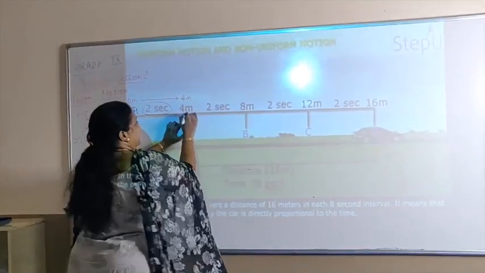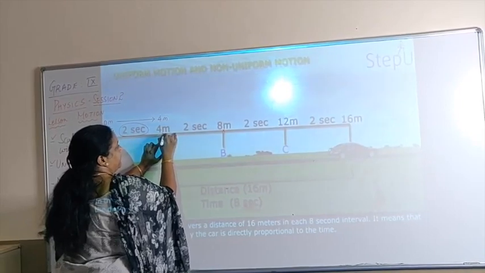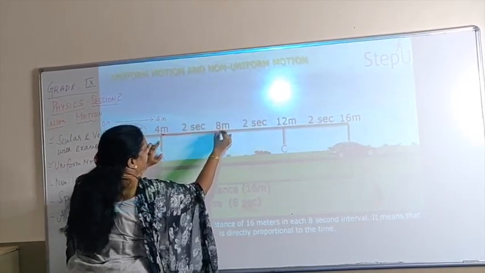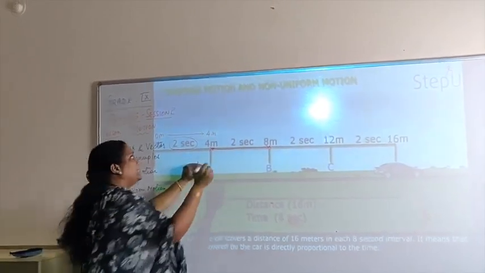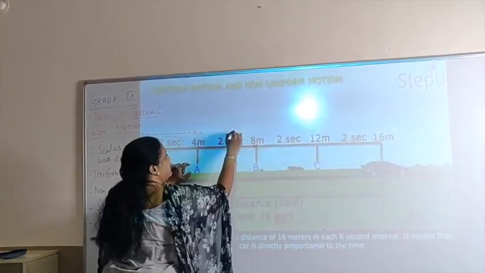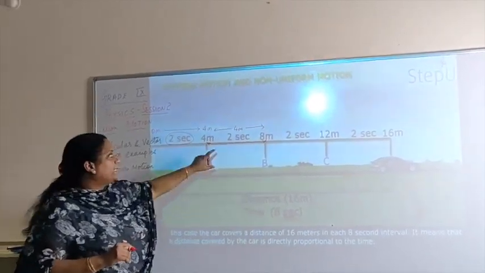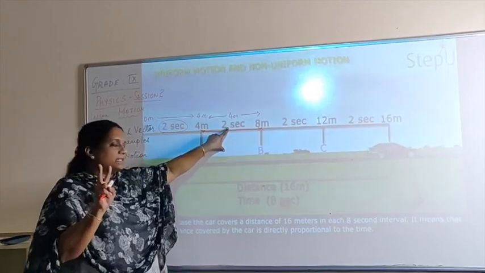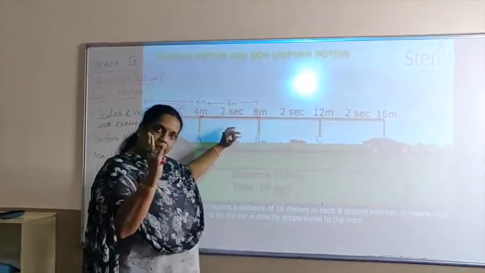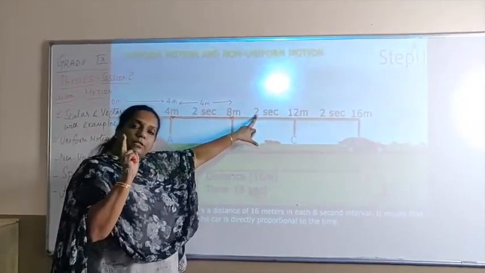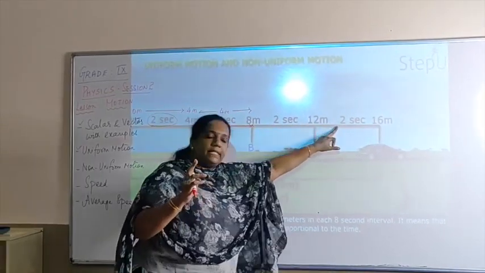Now, the second part of the journey, the car again starts from 4 meters and it reaches 8 meters. So what is the distance it has traveled? It has again traveled a distance of 4 meters. And how much time did it take to cover it? It again took the same 2 seconds. And likewise, from 8 to 12 meters, that's again a 4 meter distance in a time of 2 seconds. And from 12 to 16, which is 4 meters, again in 2 seconds.